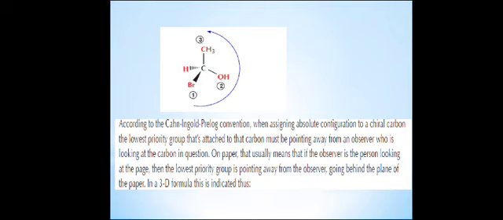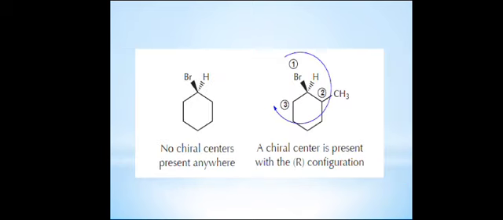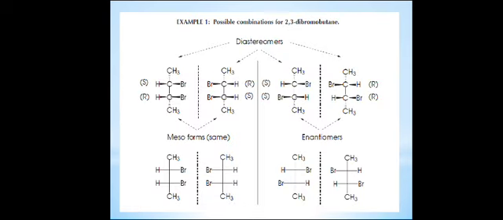That means in the 3D formula, with the lowest priority group positioned in front rather than towards the back, the central carbon appears to have the R configuration. The actual configuration is there for us. This is best seen when we rotate the molecule until the hydrogen is in the correct orientation. This is the example. Here, in the first molecule, no chiral center is present. In the second molecule, a chiral center is present, with priorities 1, 2, 3 given, and the configuration is R configuration.